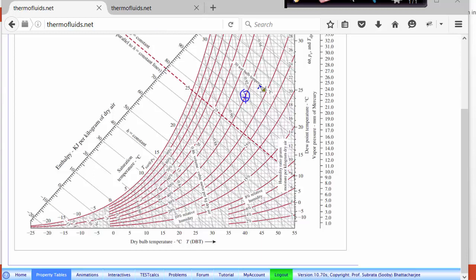So this is my state 1, and state 2 is what, 10 degrees Celsius and saturated. So somewhere there approximately. So this is my state 2, this is state 1. So let's pick up the values. Omega 1, look at the omega values, comes to approximately, I would say, about 19.